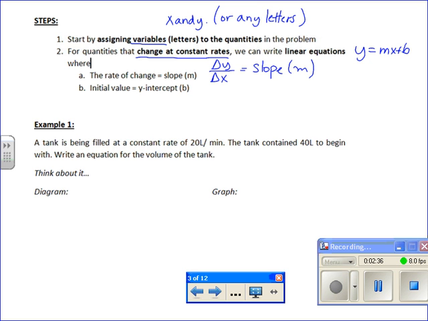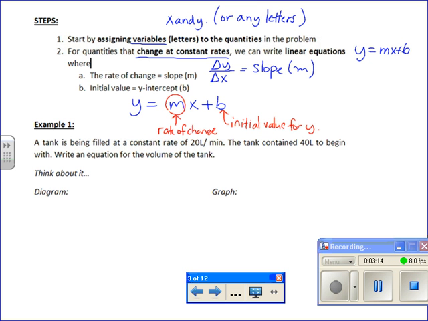Okay, and when we write that out, the slope m will be your rate of change. It's a change in y over the change in x, or whatever your variables are. b is your y-intercept. That will be the initial amount or the initial value for y, or for quantity 1, whatever we call it.